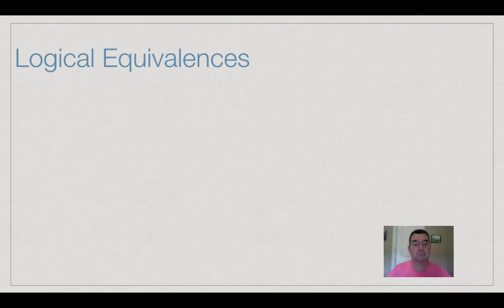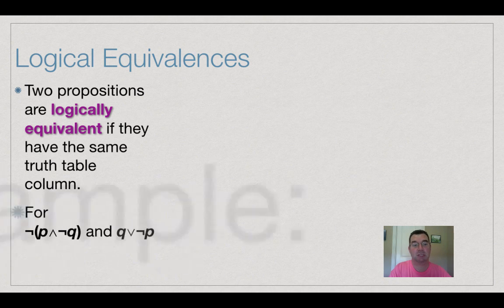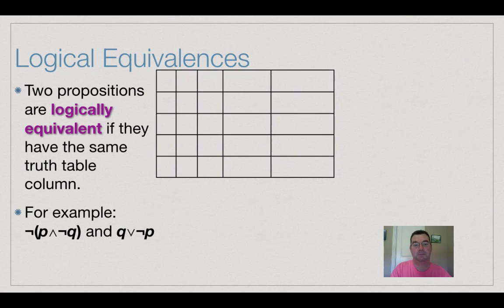Okay? Logical equivalences. That means that two propositions give you the same truth table. The last column is going to be the same for each of those different propositions. So if I have two propositions here, one of them is not P and not Q, and the other one is Q or not P. Okay? So there's P and there's Q. There's not Q.